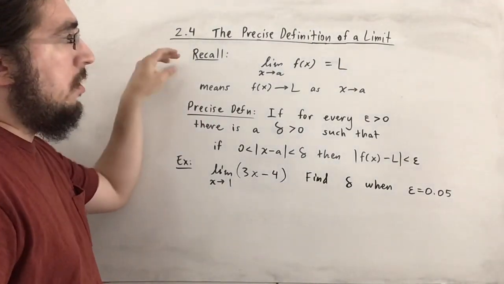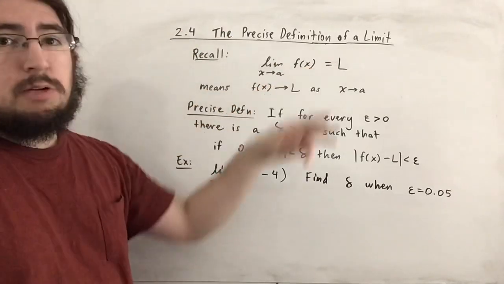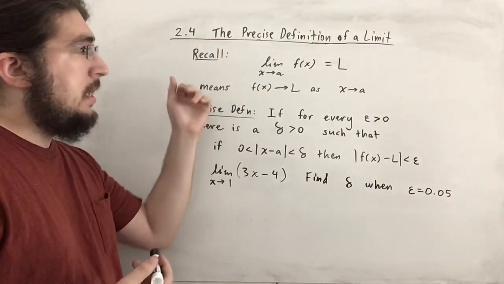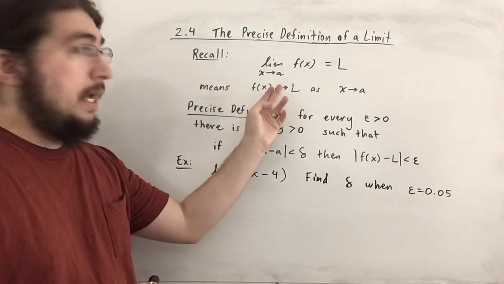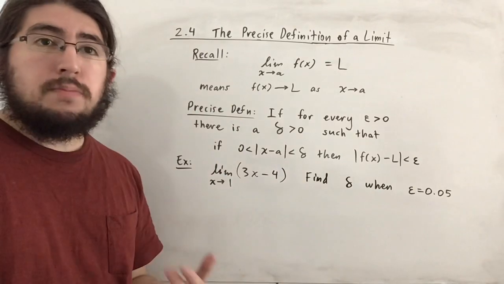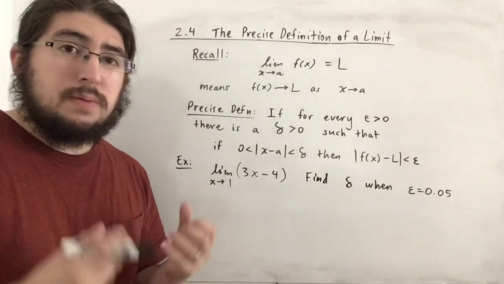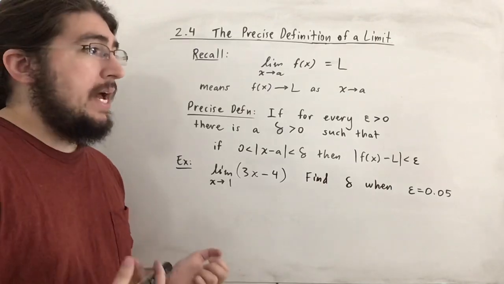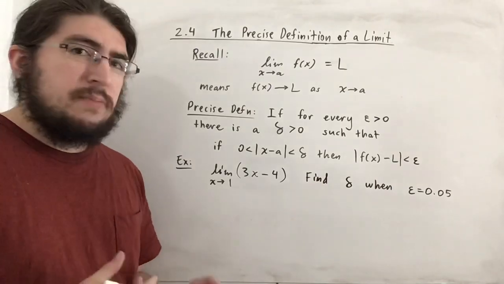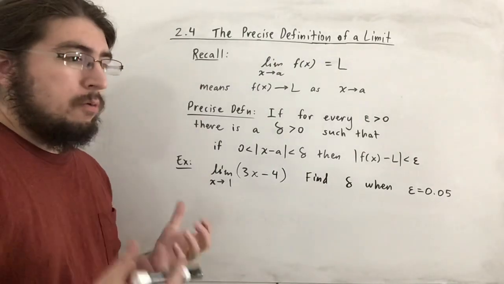So here I say recall that our notation, limit as x approaches a of f of x is equal to L, basically means that f of x approaches L as x approaches a. And this arrow, of course, means approaches, and it means it gets close to. Now, what exactly it means to be close to something, we're going to hone in on that idea, because that idea is kind of mathematically vague. We're going to try to describe that a little more with mathematics.